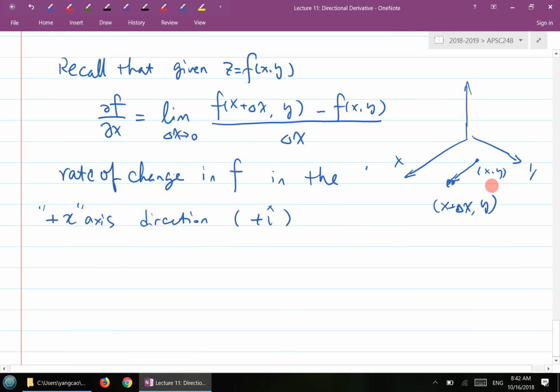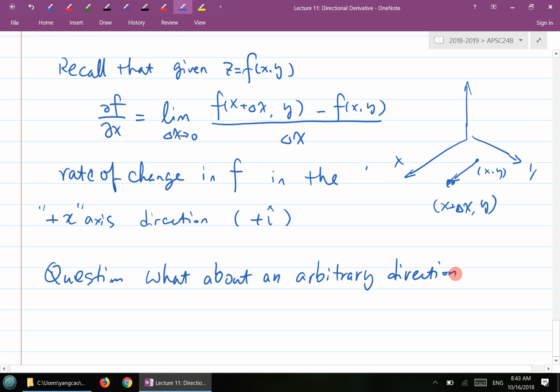So now the big question here is this. So what about an arbitrary direction? So what about an arbitrary direction?